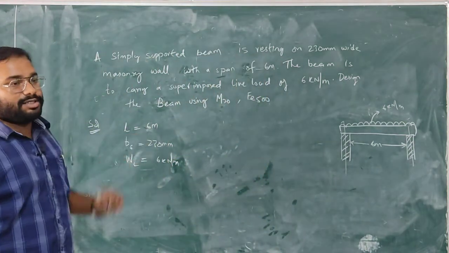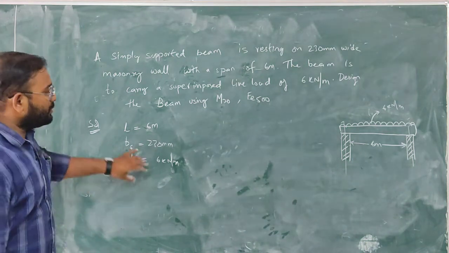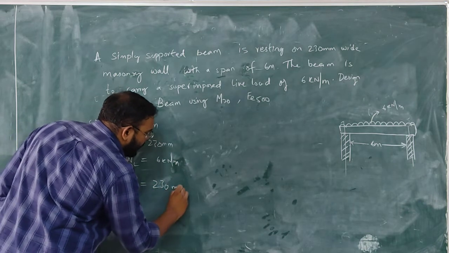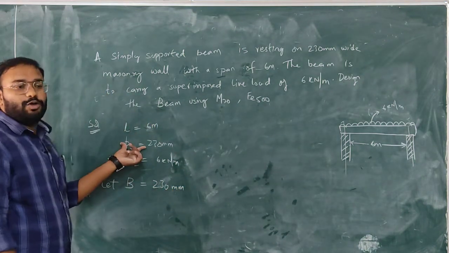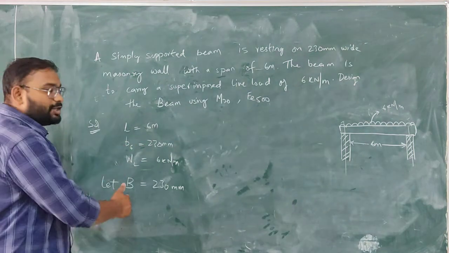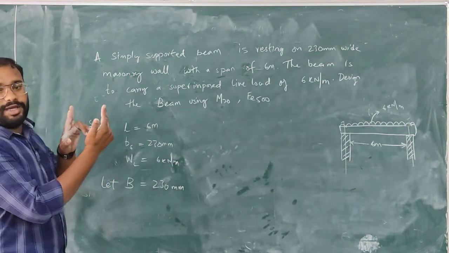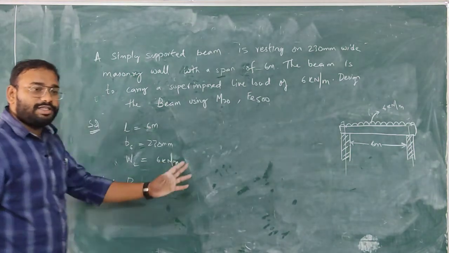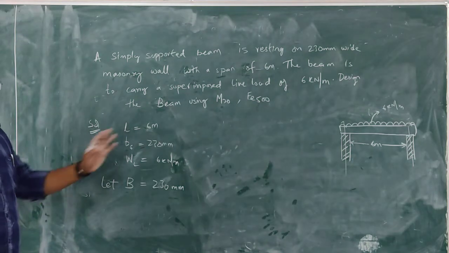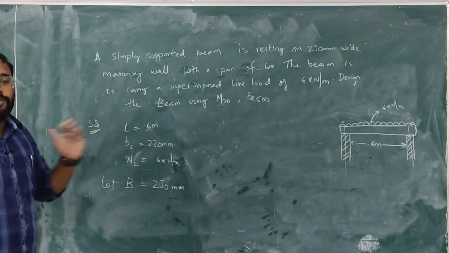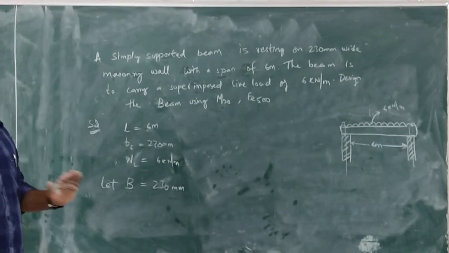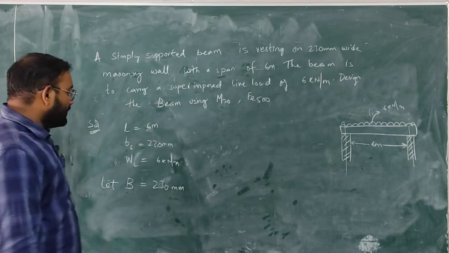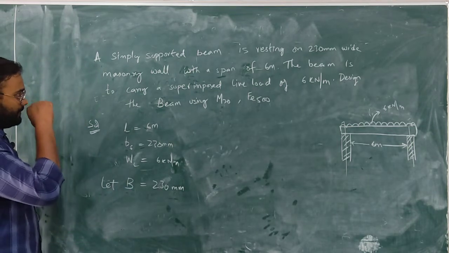We'll start with the assumption of B. Let capital B equal 230 mm. We'll assume this equal to Bs so that the width of support and the width of beam will be equal. It is your wish, you can assume 300 mm also, you can assume 200 mm also, but it should not be less than 200 mm. All the values should be taken more than 200 mm.